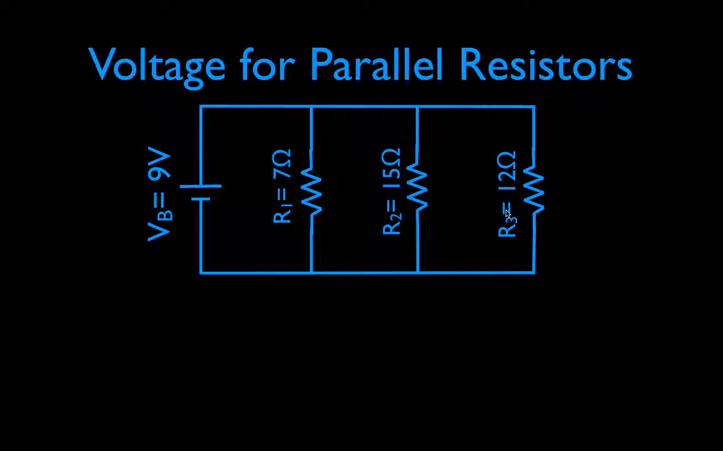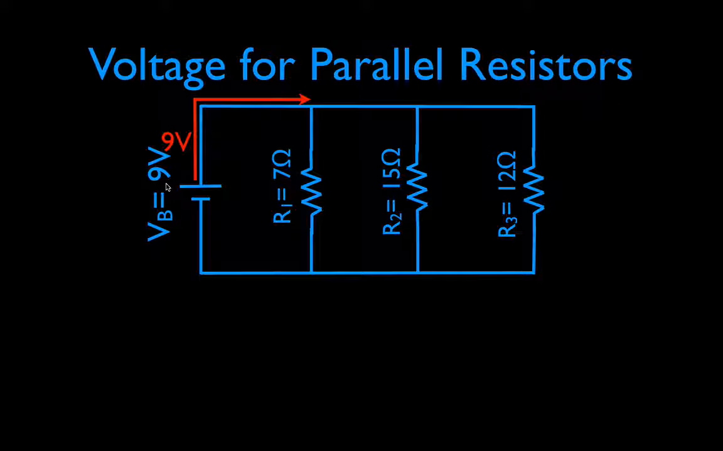Now, this is the way it works. We have three resistors and a battery. Voltage of the battery is 9 volts. When the current comes out of the battery, it's going to have 9 volts of electric potential energy, 9 joules per coulomb. I'm not going to go over what coulombs or joules are, but suffice to say that each group of electrons has 9 volts of energy.